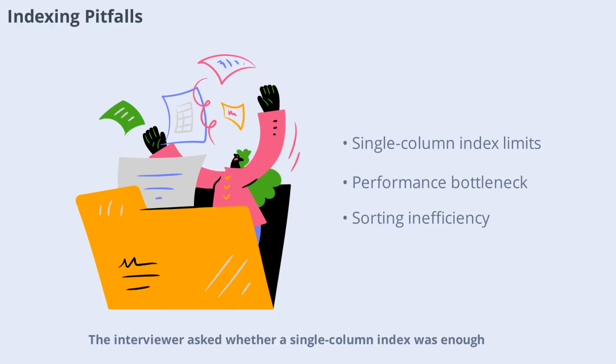The interviewer asked whether a single-column index was enough. With 50 million records and the top 10 customers generating 60% of the traffic, a single API key could have around 3 million rows. Fetching these rows with a single-column index and then sorting them by timestamp in memory is inefficient and can lead to performance bottlenecks. I realized this was a problem, but didn't know the specific fix at the time.